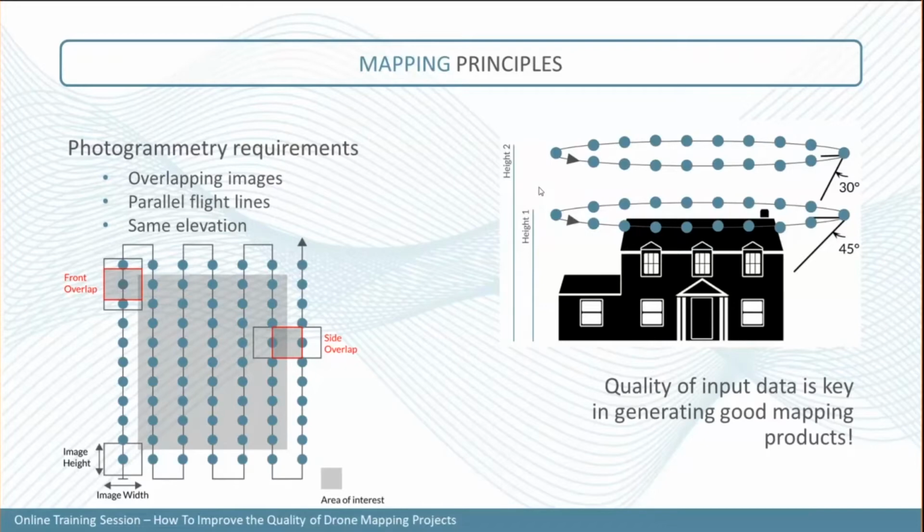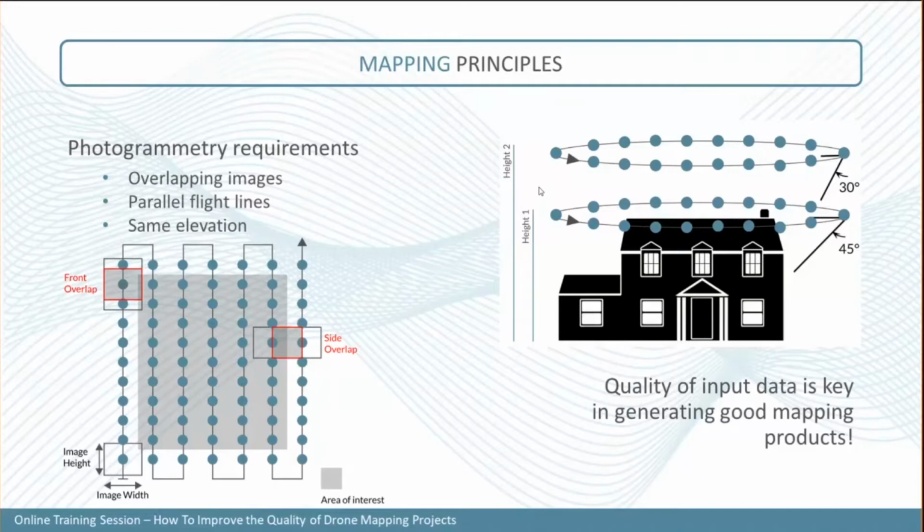With UAV processing, we usually suggest having 70% front lap and 50% side lap. Those are the minimum requirements that you should use for UAV. Don't go below that because you'll just end up having more trouble tying your whole block together.